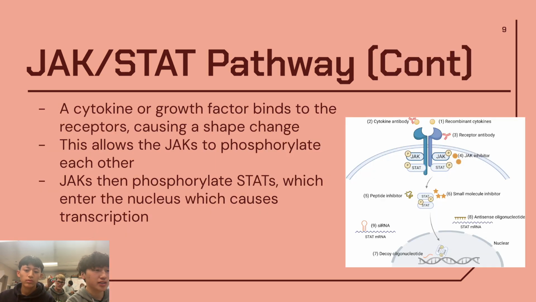So the way it works is that a cytokine or a growth factor binds to the receptors outside the cell, which causes a shape change in the receptors. This allows the JAKs to phosphorylate each other, and in the end, the JAKs also phosphorylate the STATs, which enter the nucleus, which causes transcription of the cell. Mutations in the JAK-STAT pathway have also led to autoimmune diseases and cancer.